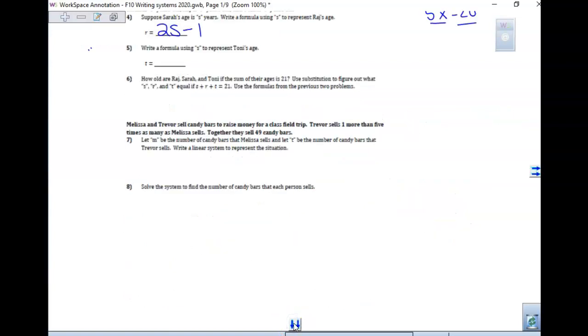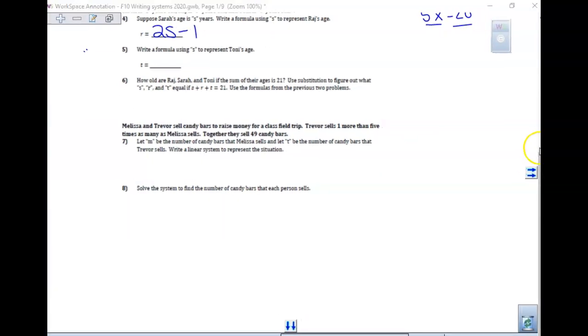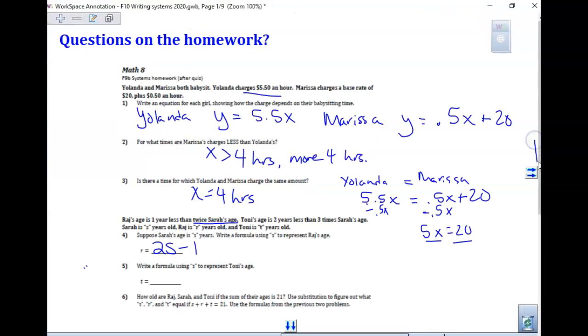As we are taking a look at Tony's age, it said Tony is 2 years less than 3 times Sarah's age. So 3 times Sarah's age is going to be 3s, and it is 2 years less than that, minus 2. If you didn't have that, please make sure you write that down.